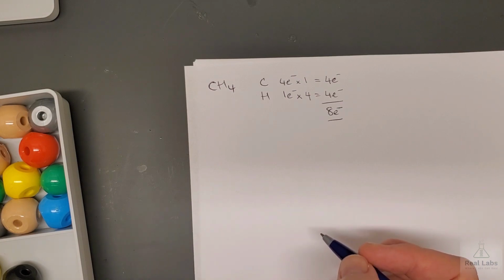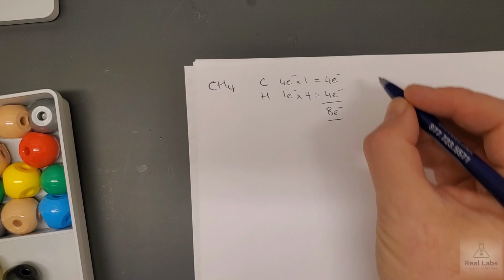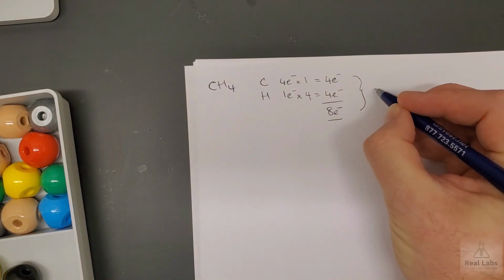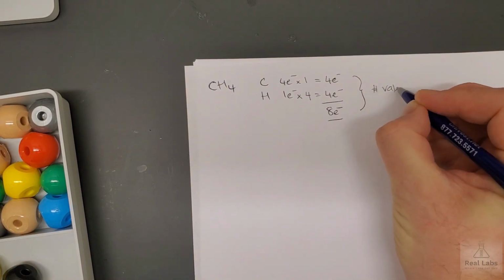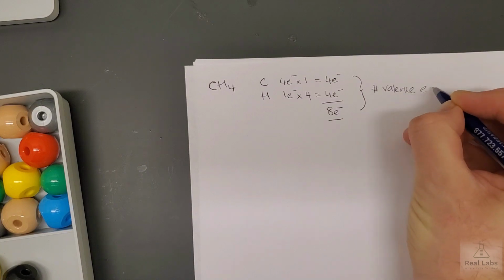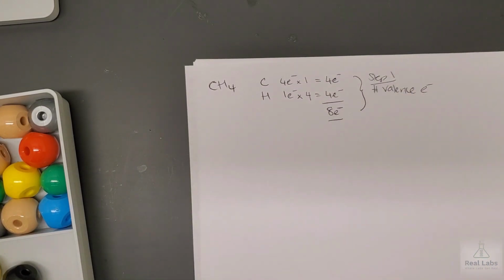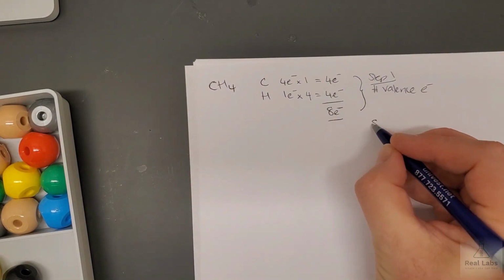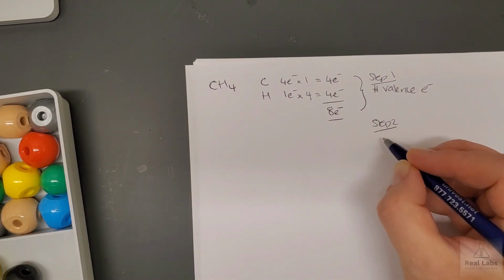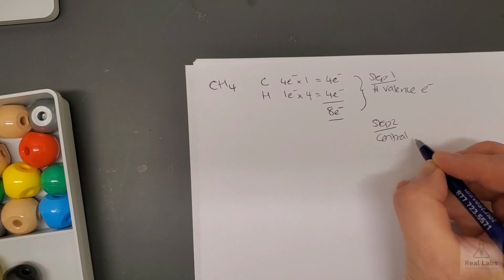So then the next question you have to ask yourself is, the first step here is the number of valence electrons, right? That's the first thing you need to calculate. So that's sort of step 1, if you want. Step 2 is to determine what is the central atom. Which atom is going to go in the middle?